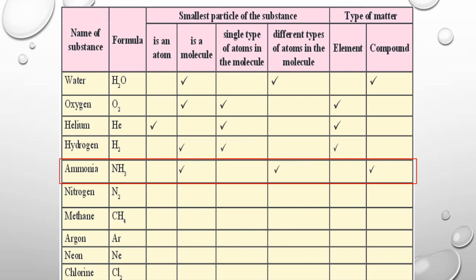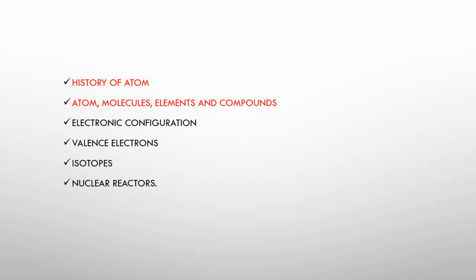So in this table, this is how we are going to proceed to find out which substance is an atom, which is a molecule, which is single type, different type, which is an element, and which is a compound. Alright, so in this table I have explained 5 examples. You are going to be solving the next 5, that is nitrogen, methane, argon, neon and chlorine. In your textbooks you will be solving it. Okay, as a homework you will be doing it. Alright, now we'll go to the next one in the list, that is electronic configuration.